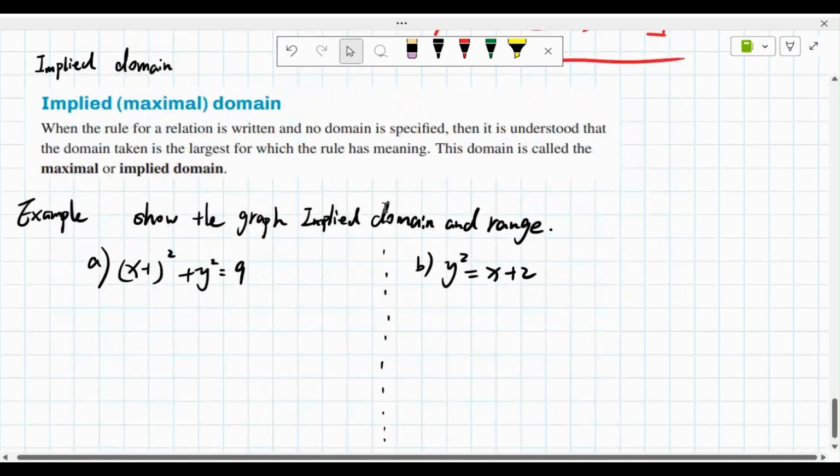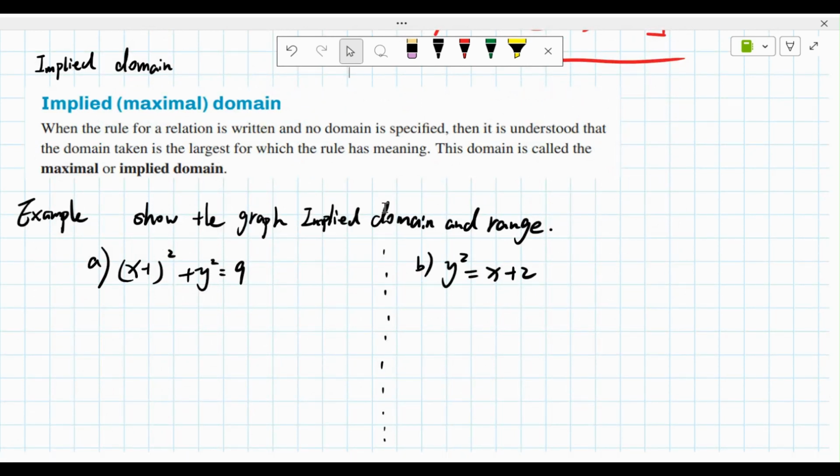And here is another word. It's called implicit domain, which is when we have a relation written, no domain is specified. And then it's understood that the domain takes the largest, which is where the rule has meaning. And the domain is called the maximal or implicit domain. So as we say the implicit domain, we could do something with questions like this question. Give a minute and then you guys can start doing the question.